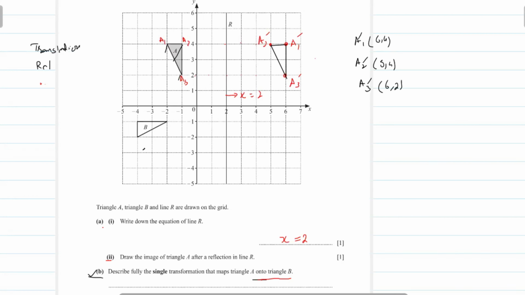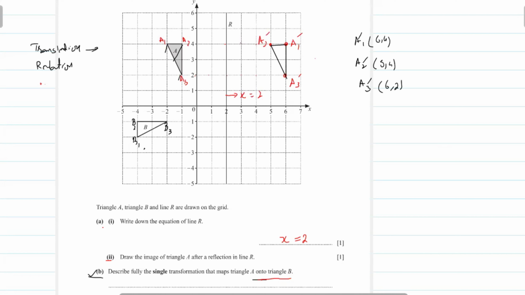We can check translation or rotation by joining the image points and the object points. If the lines are parallel, this is translation. If the lines are not parallel, this will be rotation. Firstly, we mark the image points here: this is B1, this is B3, and this is B2. Now we join these image and object points and see whether the lines are parallel or not.